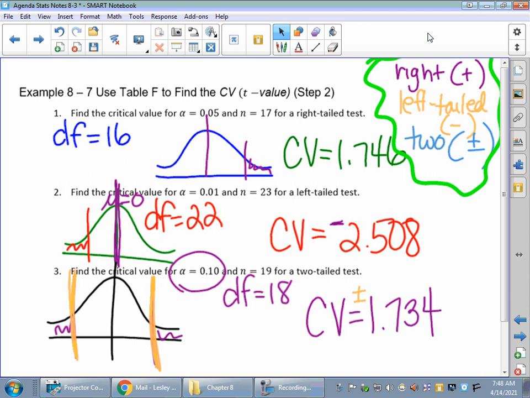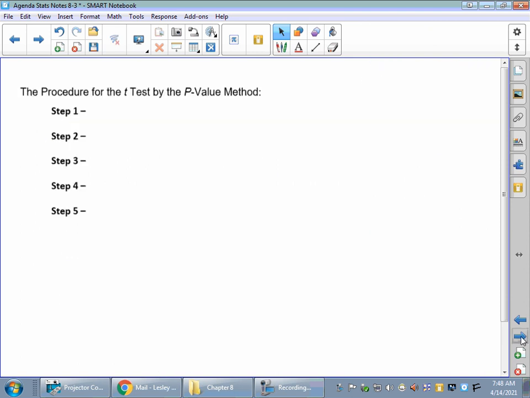Hopefully you're good. We've done a lot of these, so I didn't feel like I needed to go forever. So now let's talk about the p-value method. So not traditional, but looking at the p-value. Remember, the p is actually the probability or the area under the curve. We're comparing how much is shaded. But there's a lot of similarities here.